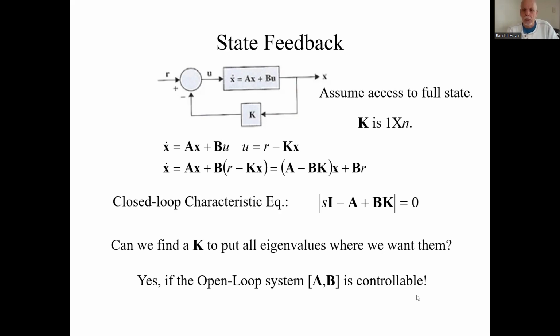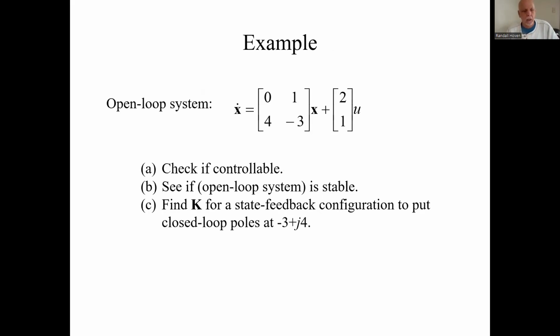We talked about controllability in a previous video. Let's take this example where n is two states. X is a vector of 2 states. Let's do 3 things. Let's check if it's controllable. We don't have any hope of doing this if it's not controllable. See if it's stable, and then find the k to place its poles exactly where we want them. In this case, somebody said poles should be at -3 plus or minus j4.